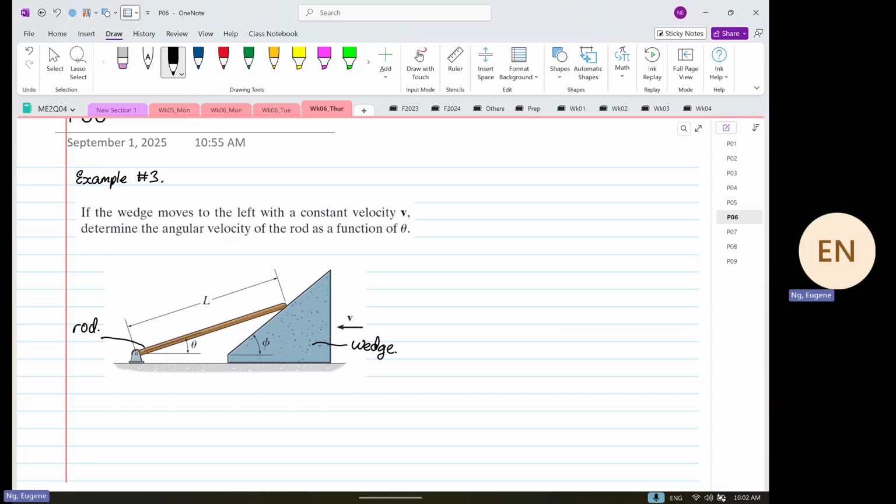And you realize over here, this is fixed, right? Remember, this theory only can work when it's about a fixed point. So when the wedge moves towards your left, what will happen to the rod? Is it going to rotate in a clockwise or anti-clockwise direction? Anyone? Anti-clockwise, right? So anti-clockwise direction, this is omega. And we know with this direction, omega must be what?